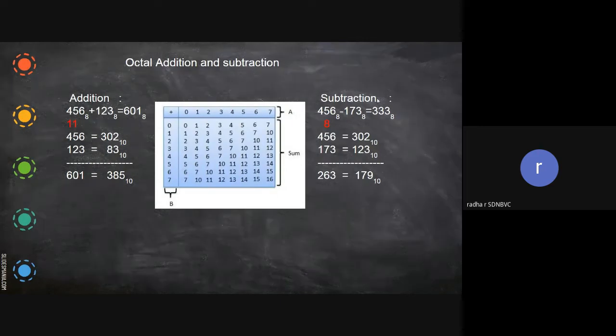Now this is for octal subtraction. 456 minus 173. So here, 6 minus 3, you get 3. Then for 5, you will be borrowing, so it will be 15. 15 minus 7, what is it? You'll be getting 6. Then here, 4 minus 1, but already 1 is gone, so here 3 will be there, so 2. So this is how you do the subtraction in octal.